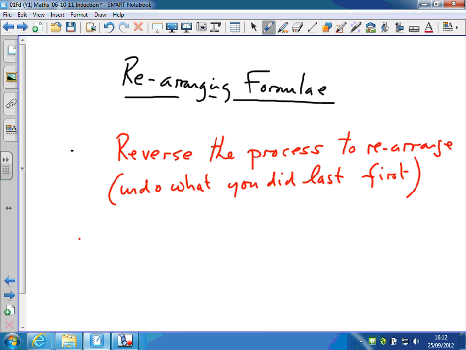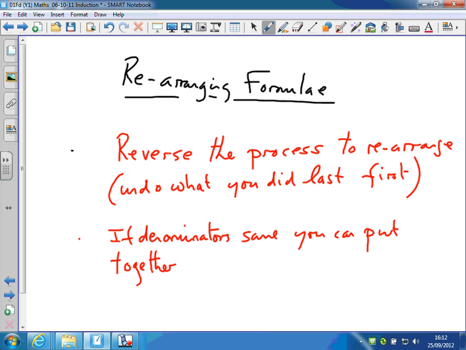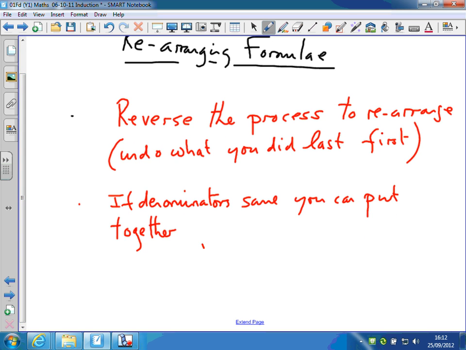If the two bottoms of the fraction are the same, put together. Okay, so if denominators are the same, you can put together. Yeah, that's a good thing to remember. Thinking of that example, Denzel, we're looking at V over T minus U over T equals V minus U over T. Yes, you can put them together, that's what he meant, wasn't it, Denzel?